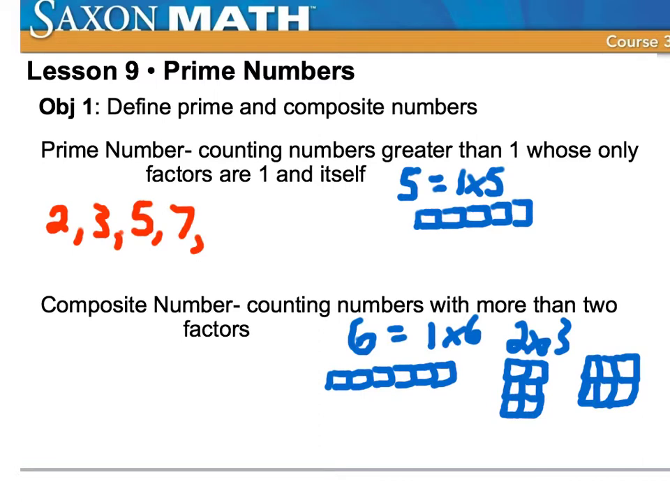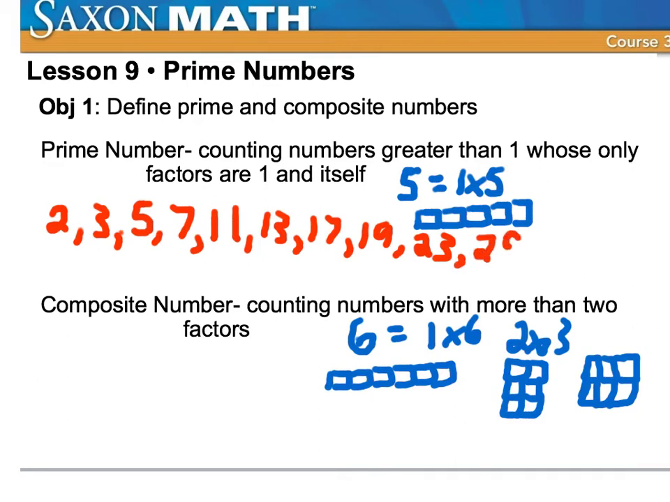And the next one is 11. And then 13, and then 17, and then 19, and then 23, and then 29. And that is 1, 2, 3, 4, 5, 6, 7, 8, 9, 10. That's the first 10 prime numbers, where the only factors of those are 1 and itself.